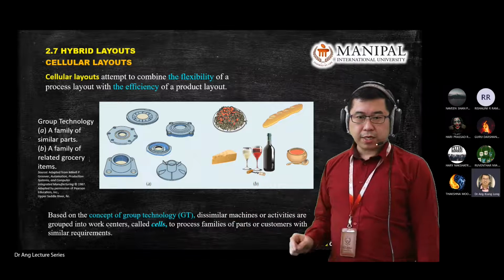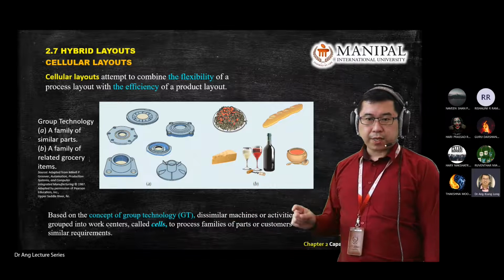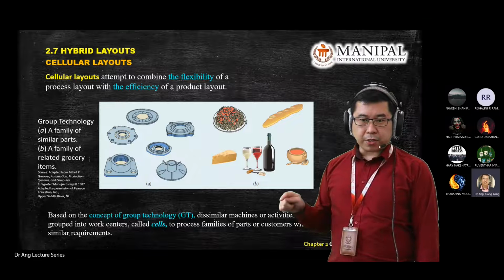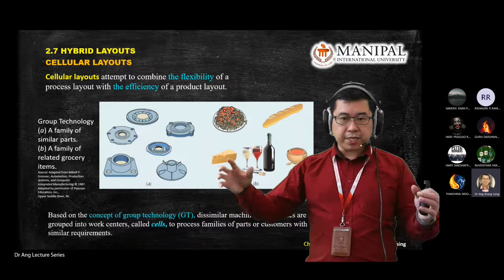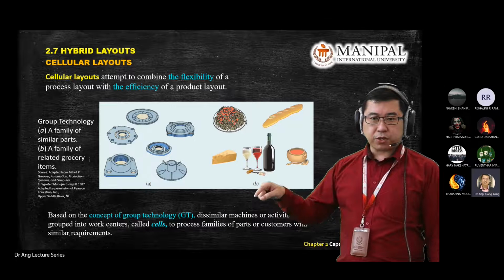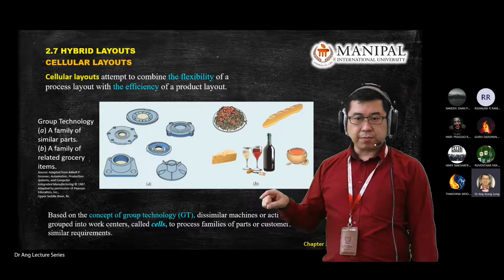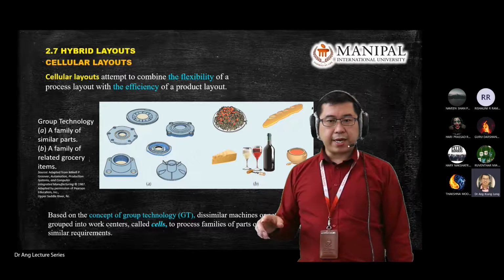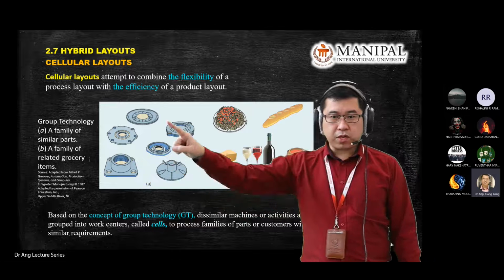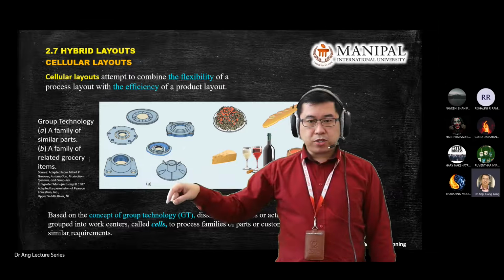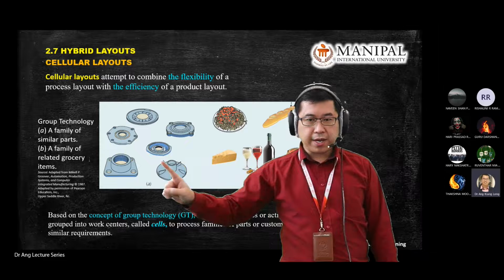So GT groups machines or activities. You group things together based on the machine and activities. Let's say you group this one into one group. Under GT, they call the group name a cell.